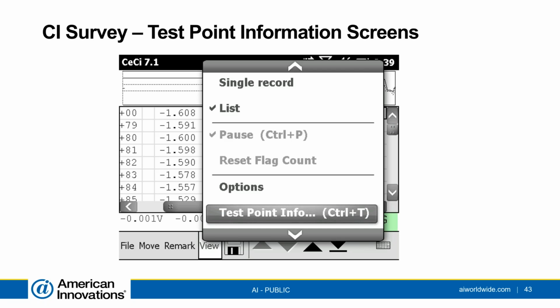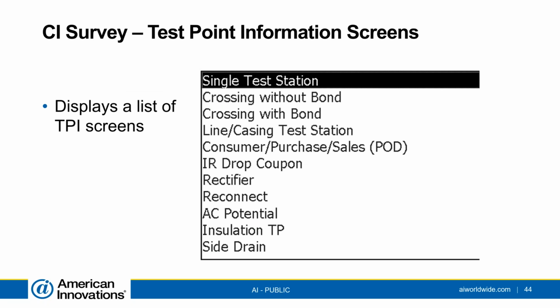So in test point information screens, some of the items here, these are the items that we provide for a test point information. Single test station, we've got crossings without or with a bond, line casing. There's everything in here, rectifiers, if you need to collect an AC potential. Anything that you need to collect along here, if you come across a test point or rectifier, if there's a bond there, if you need to do a side drain, collect a side drain real quick. This is an easy way to do it.